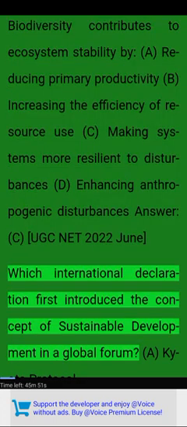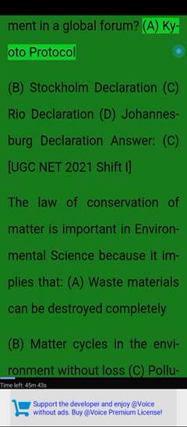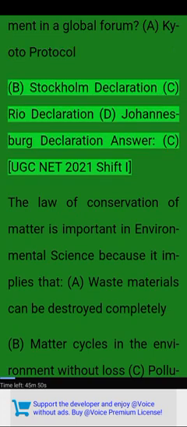Which international declaration first introduced the concept of sustainable development in a global forum? A. Kyoto Protocol. B. Stockholm Declaration. C. Rio Declaration. D. Johannesburg Declaration. Answer. C. UGC NET 2021 Shift I.